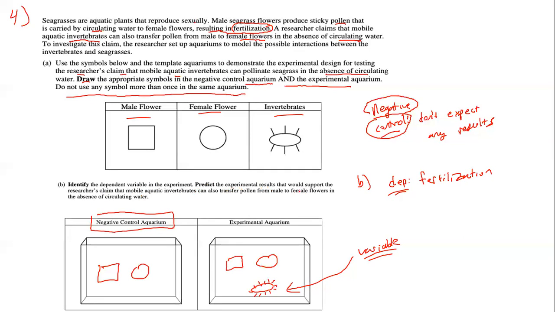Predict the experimental result that would support the researcher's claim that mobile aquatic invertebrates can also transfer pollen from male to female flowers in the absence of water. So basically, how would they justify? Well, what are they expecting to see in the experimental aquarium? In the experiment aquarium, just an increase in fertilization. That's about all that they're going to be measuring. So that was an easy 4.1, just really more on the scientific method.